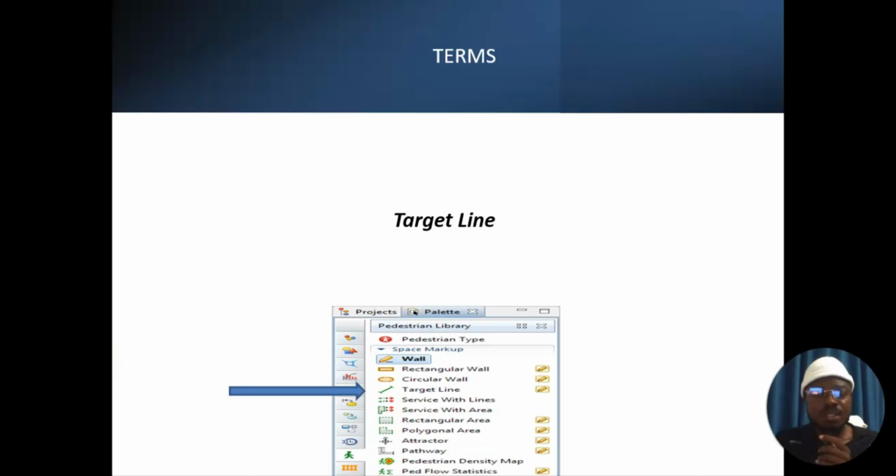So then the next terminology we have is what we call the target line, and we can see from the arrow there telling us what the target line is. That is, you can see that is the target line in the pedestrian library or the palette. And what the target line in a pedestrian library palette does is it serves as a reference point or goal for pedestrians to navigate towards.